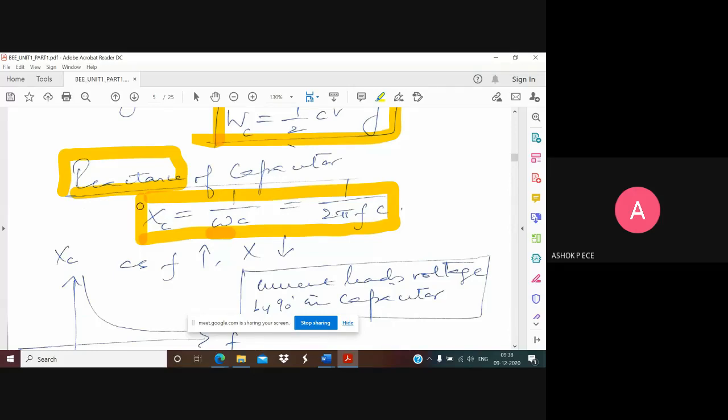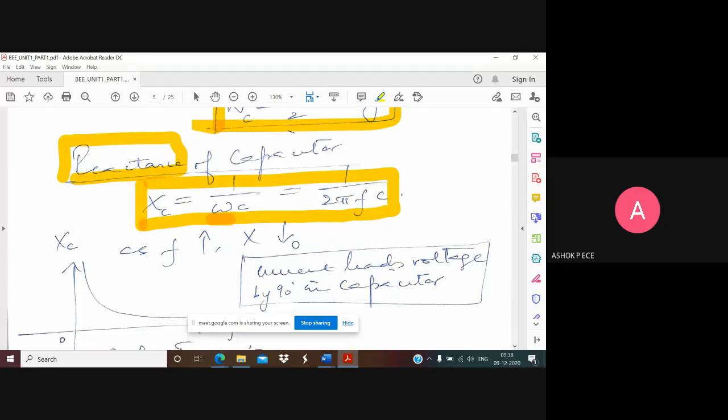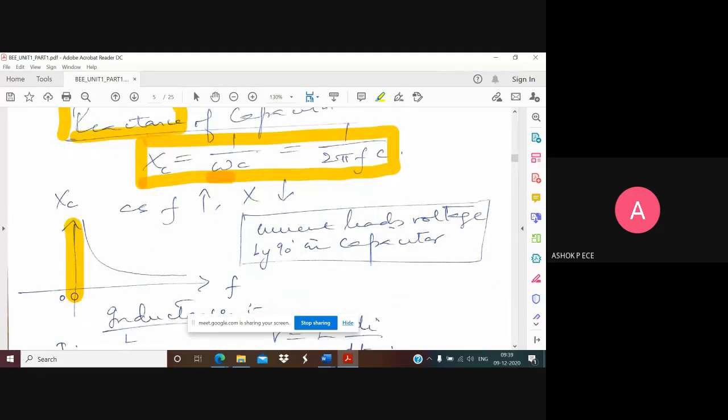As you see, Xc is proportional to 1 by f. 2 pi is a constant. C value is a constant. So Xc is inversely proportional to f. As the frequency increases, the reactance decreases. If you plot the graph, this is the graph you will get for Xc versus f. As the frequency increases, the reactance will decrease. At DC, you see, it offers the maximum reactance.